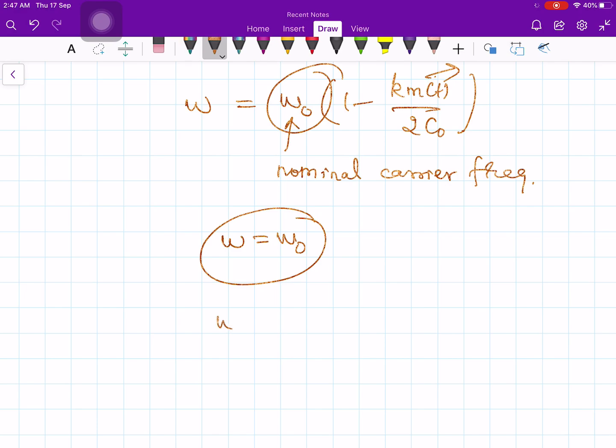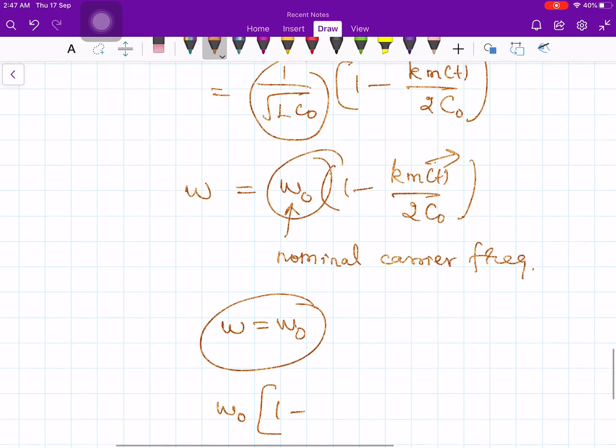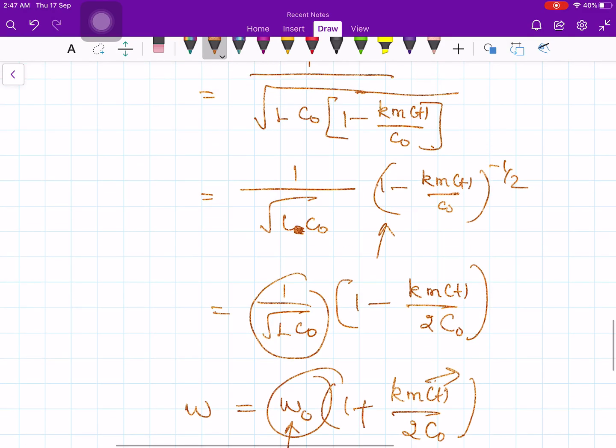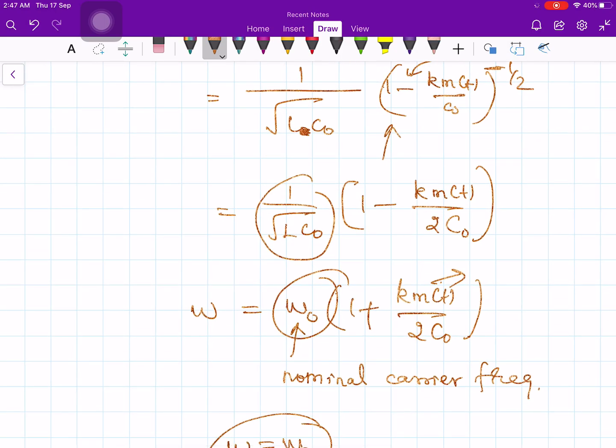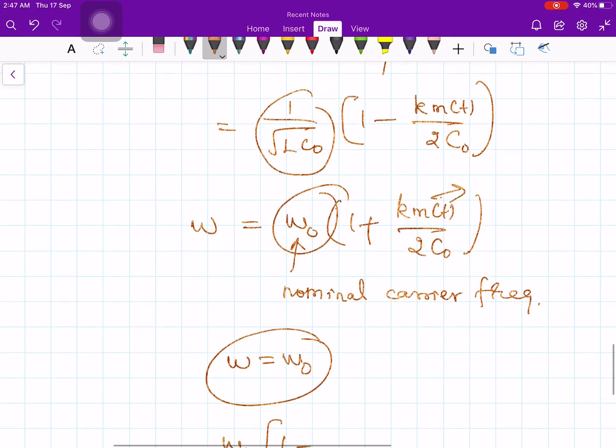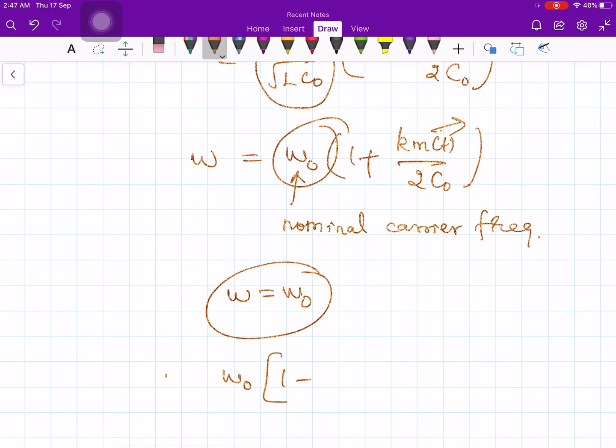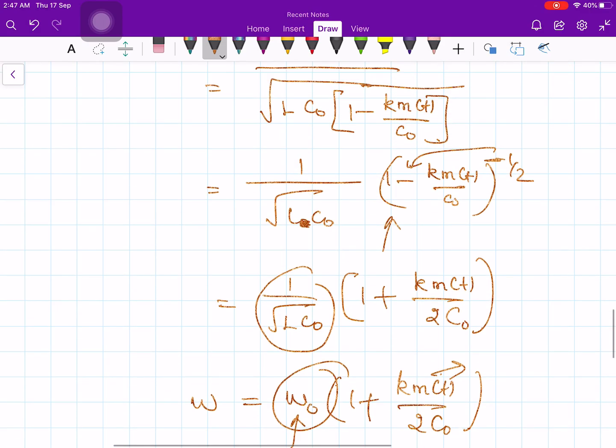Now let me write down this relation, omega naught times 1, is it 1 minus or 1 plus? Because there is already a minus in the power, this minus comes here and it becomes 1 plus, and we are neglecting the higher order terms in the binomial series expansion. So omega is equal to omega naught times 1 plus K times m of t by 2 times C naught. Put a plus here, here also put a plus. That's it.